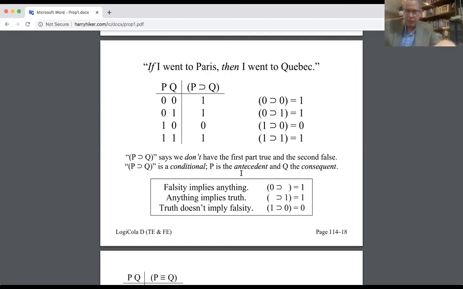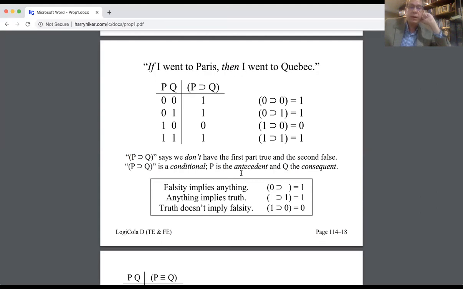So memorize that first, and then look at what Gensler has for us in this box. These are handy rules of thumb to recall when you become confused about the if-then, about the conditional. First is falsity implies anything, so that if you have a 0 or an F, false, first in the conditional, you know the whole conditional is true. The second is that anything implies truth.